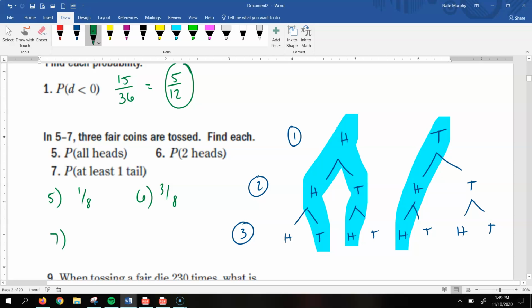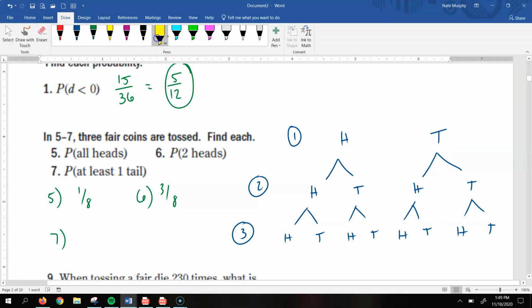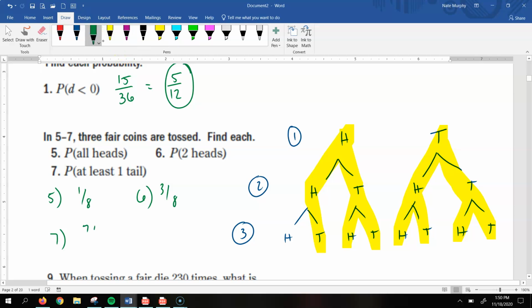And number 7, the probability of getting at least 1 tail. So that means getting 1 tail or more than 1 tail. So we'll erase. There we go. All right. So I'm going to highlight all the ones that we have at least 1 tail. So we have heads, heads, tails, heads, tails, heads, heads, tails, tails. Okay, those all have at least 1 tail. So tails, heads, heads, tails, heads, tails, tails, tails, heads, and tails, tails, tails. So if you notice, 7 out of these 8 had at least 1 tail. So we would say 7 out of 8 for that one. So that was number 7.